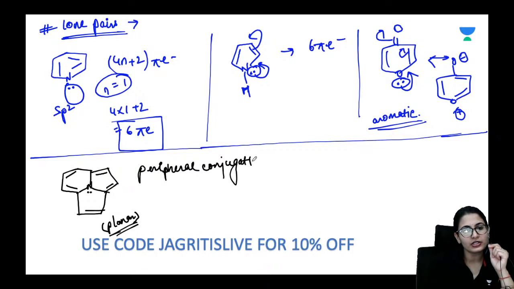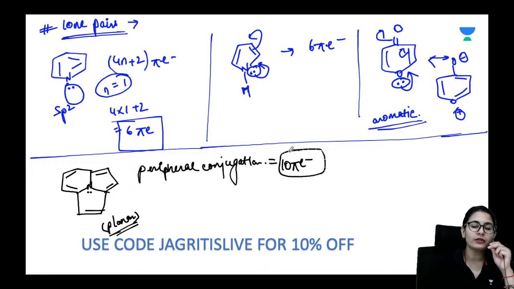Peripheral conjugation क्या होता है? That is only the pi bonds which are in the outline of the system, they are going to take part into resonance, not the lone pair. क्योंकि पेरिफेरल कॉन्जुगेशन में कितने इलेक्ट्रॉन्स हो रहे हैं गाइस? 1 2 3 4 5, 5 डबल बॉन्ड मतलब 10 पाई इलेक्ट्रॉन्स. तो 10 पाई इलेक्ट्रॉन्स की वैल्यू डेफिनेटली हुकल्स रूल फॉलो कर रही है.